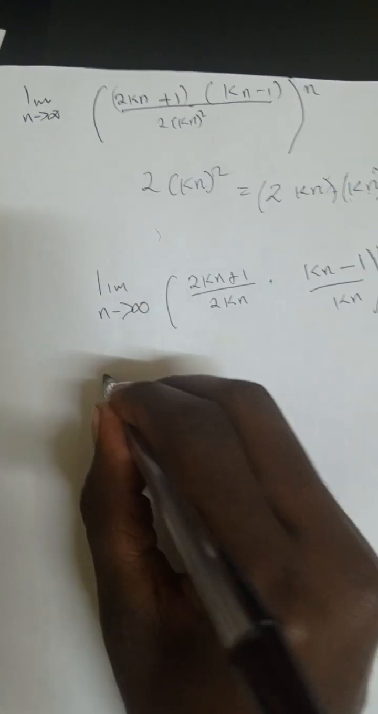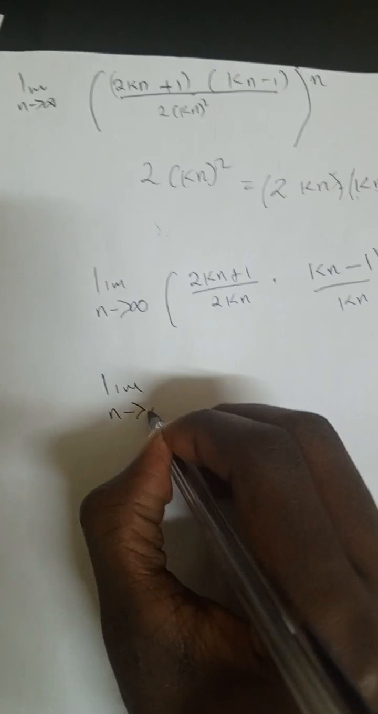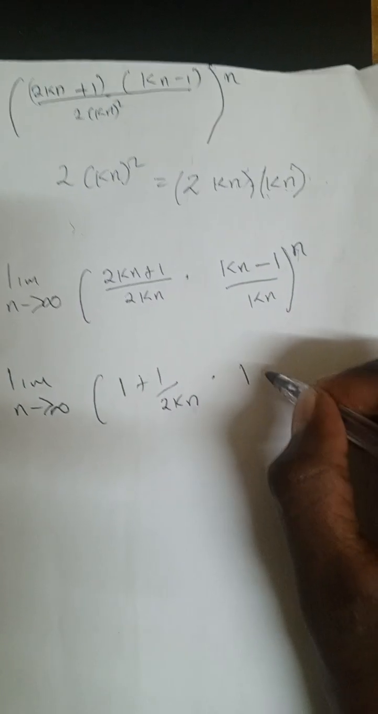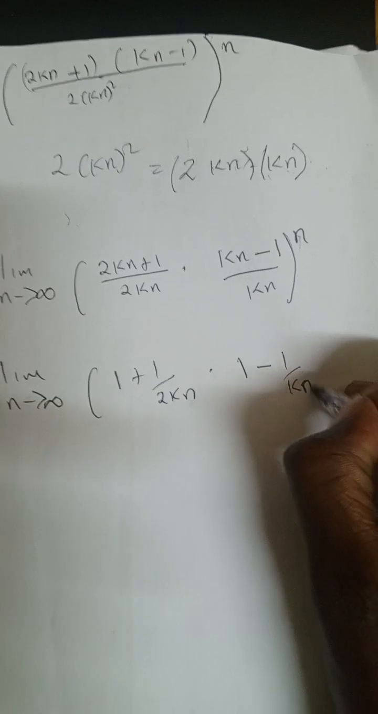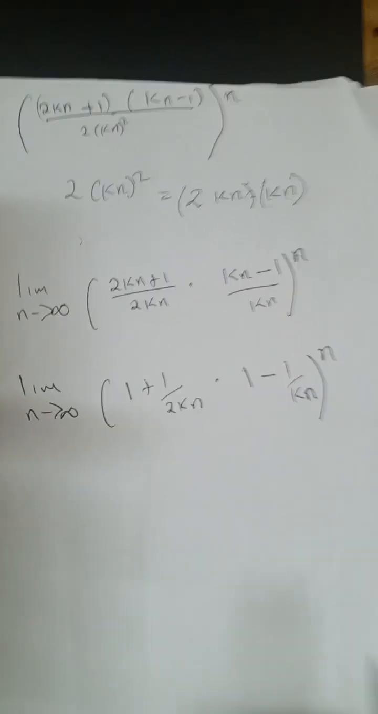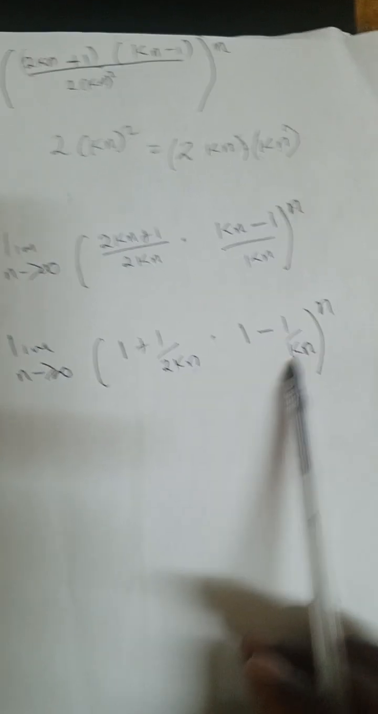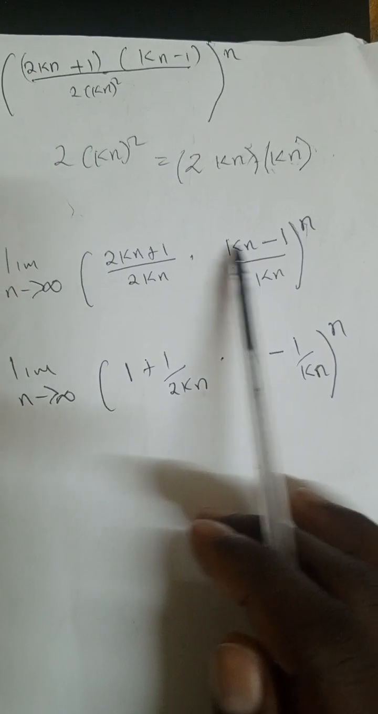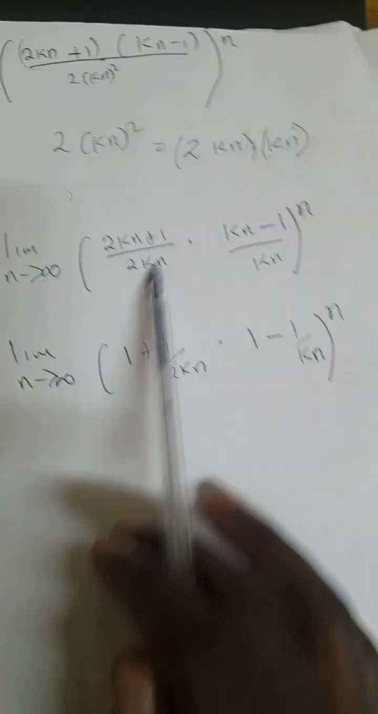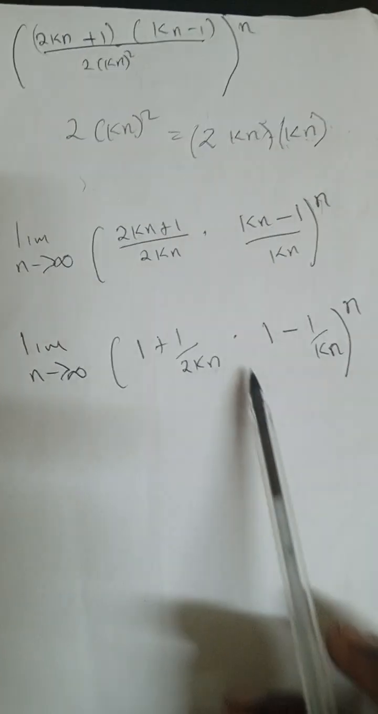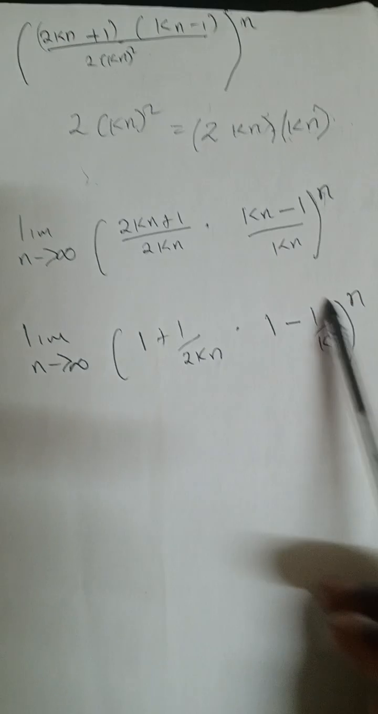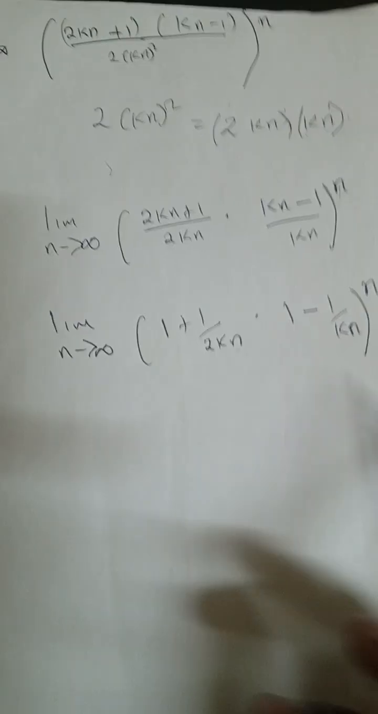So we're going to write the limit as n approaches infinity of 1 plus 1 over 2kn multiplied by 1 minus 1 over kn, to the power n. To obtain this, you just have to divide everything by kn for this side, and for the other side divide everything by 2kn. You are going to land yourself here. Now we can distribute this n to this bracket and this other bracket.